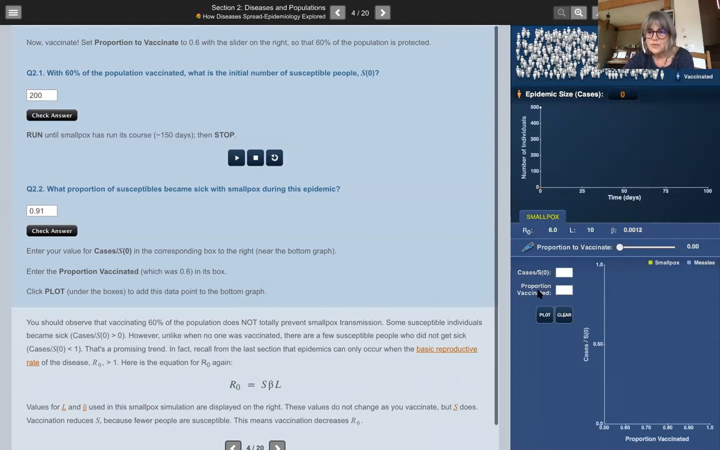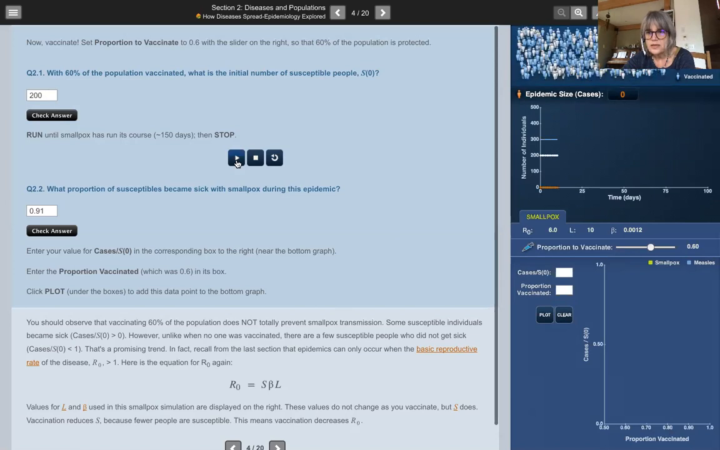Then I'm going to change my vaccination rate. I can change that vaccination rate to 60% of the population becoming vaccinated, like if we discovered a vaccine for the COVID virus. What I'm interested in is the number of cases over the total population as it relates to the proportion that are vaccinated. How many vaccinations would I need to have?